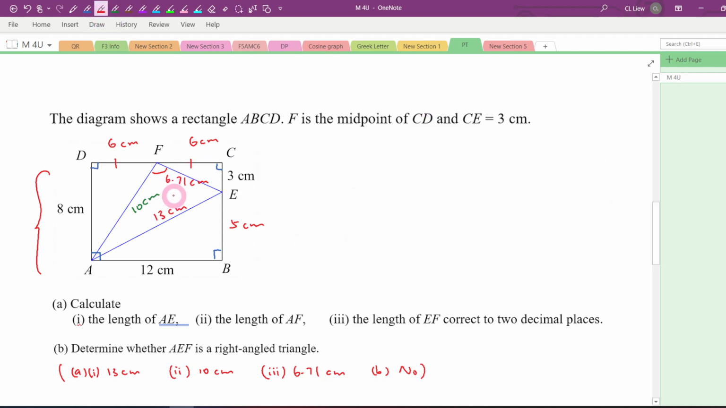So to test whether this is a right angle triangle or not, look at the length of the three sides. Use the length of the longest side first. This one is long, and this one is short. Okay, so AE square is equal to 13 square, which is equal to 169.